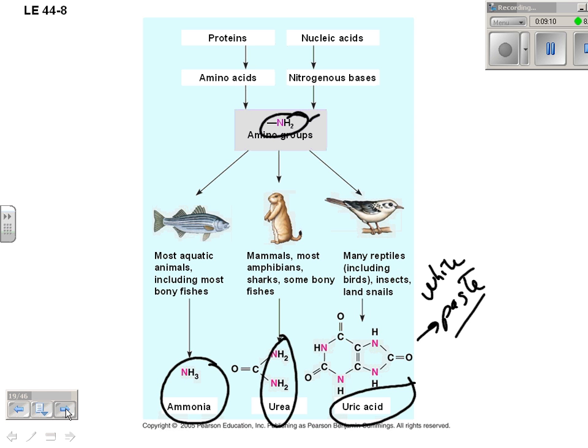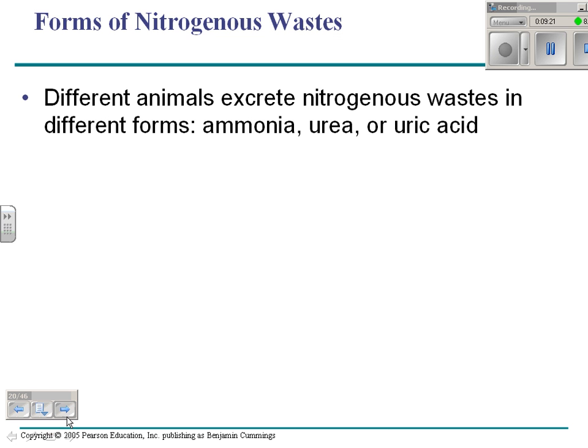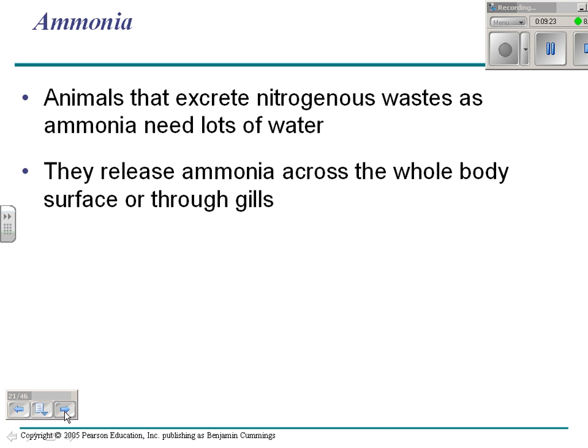Now you can see, so urea is mammals like humans. Aquatic animals produce ammonia. And then I'm going to kind of skip the next slide, which goes through that in a little more detail. Next couple slides.